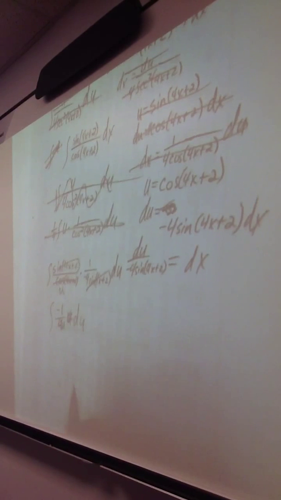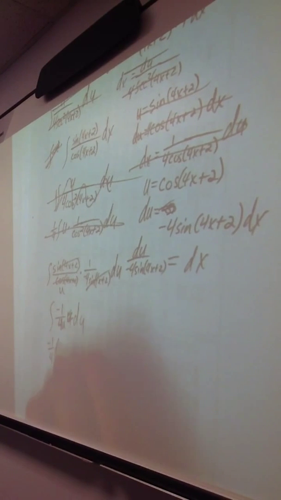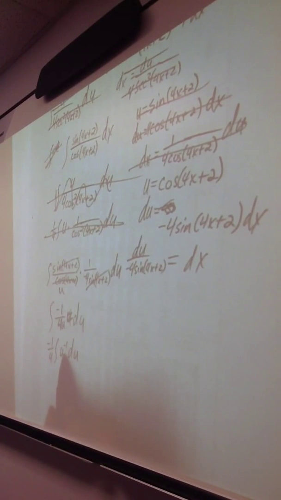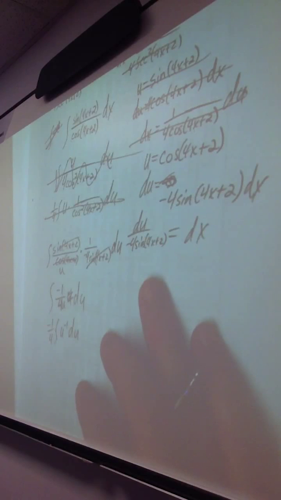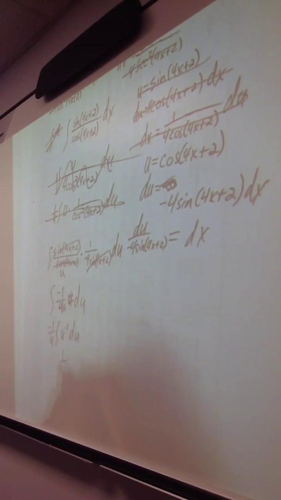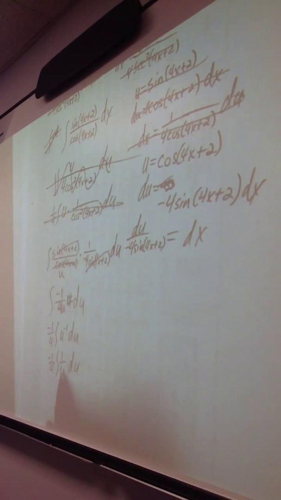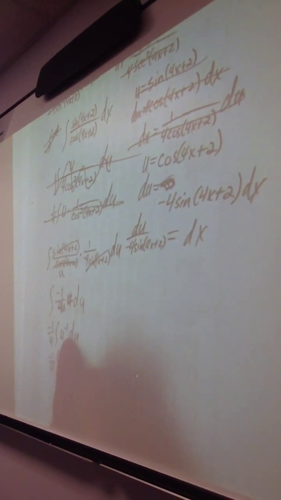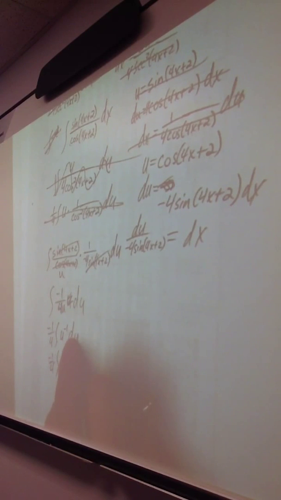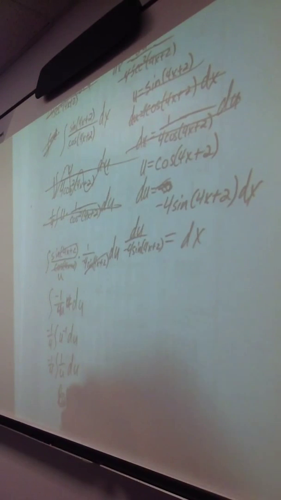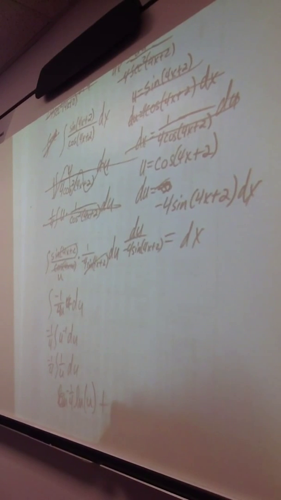And so from here, this is where the ln came from. I pulled out the negative 1/4, so this was u to the negative 1 du. Well, what's the antiderivative of u to the negative 1? It's the same as 1 over u, right? At first you're like, oh, I'll add 1 to the power, so it's u to the 0. Oh, no, it's not. It's ln of u. Yes, that's where the ln comes from. It's negative 1/4 ln of u plus c.